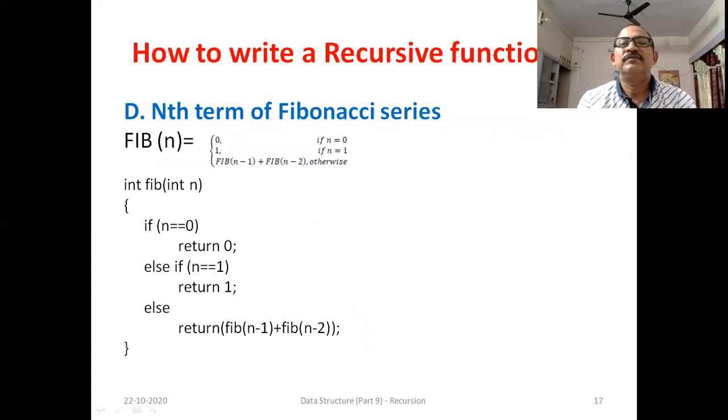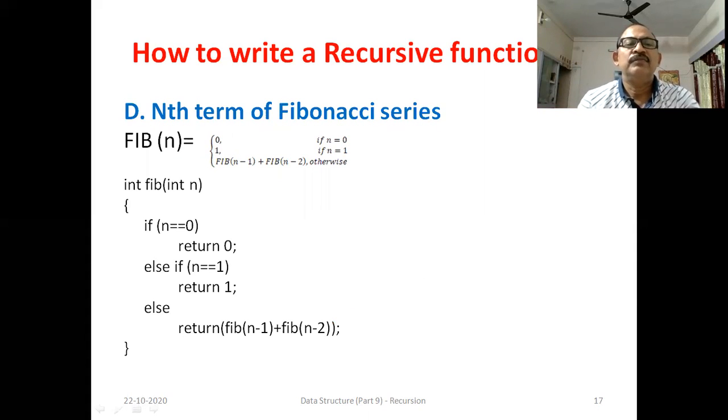Now let us take another problem. How to write a recursive function, and the problem is the nth term. Suppose we want to calculate the nth term of the Fibonacci series. The Fibonacci nth term is defined as follows. If n is 0, the value is 0. If n is 1, the value is 1. Otherwise, Fibonacci of n is equal to Fibonacci of n minus 1 plus Fibonacci of n minus 2.